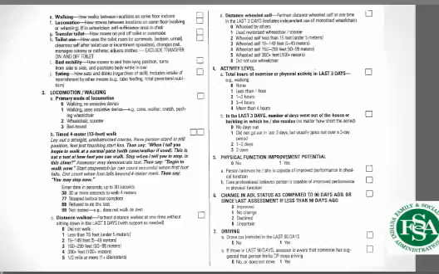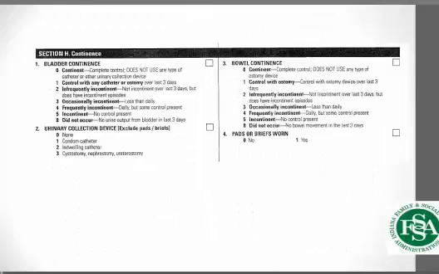So section H is all about continence, and this is really expanded. So it's determining and recording the person's pattern of bladder and bowel continence. And it's looking at the bladder, urinary collection devices, bowel continence, and if they have to depend on pads or briefs.